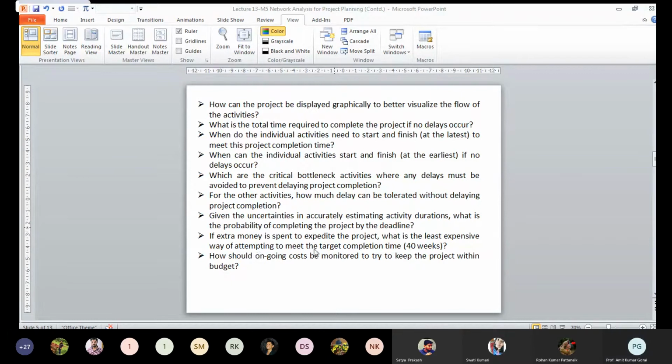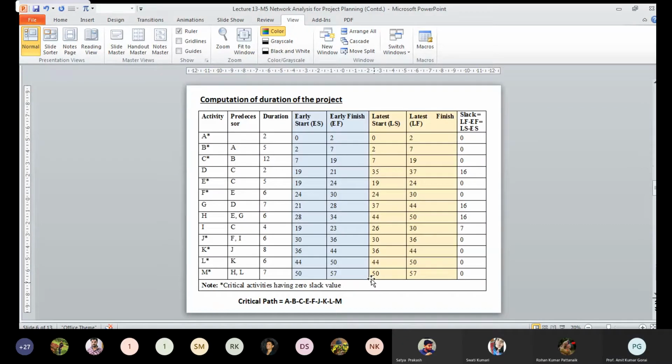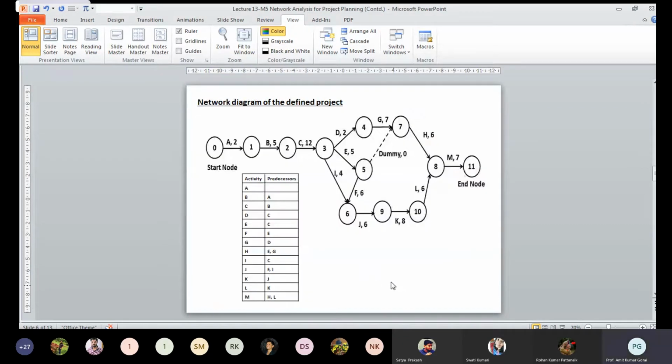Now, if you see the network diagram, here I have also highlighted the activities and the predecessor activities in this slide so that you can easily understand and trace it. So there are A to M activities.